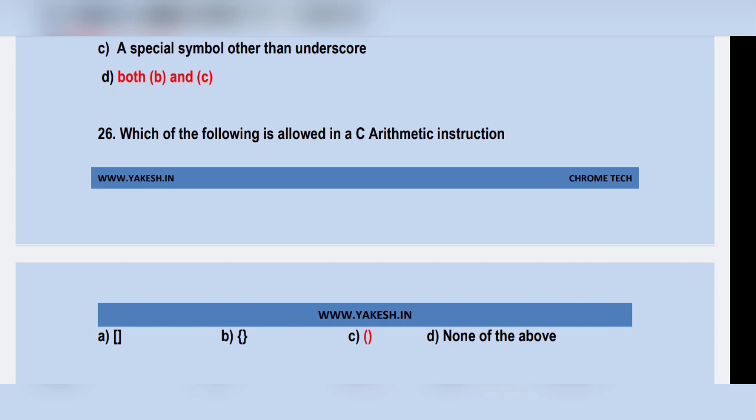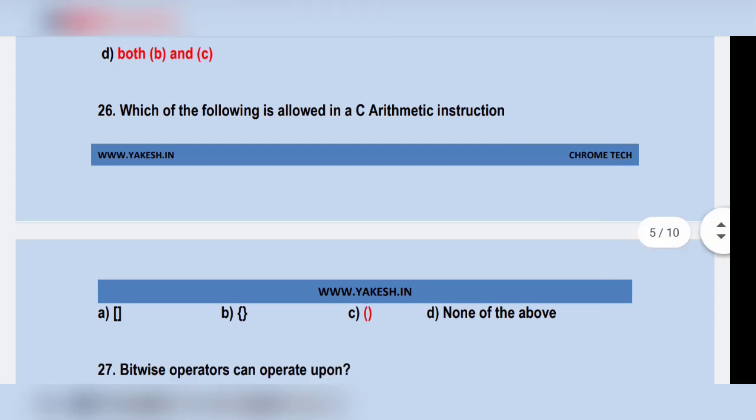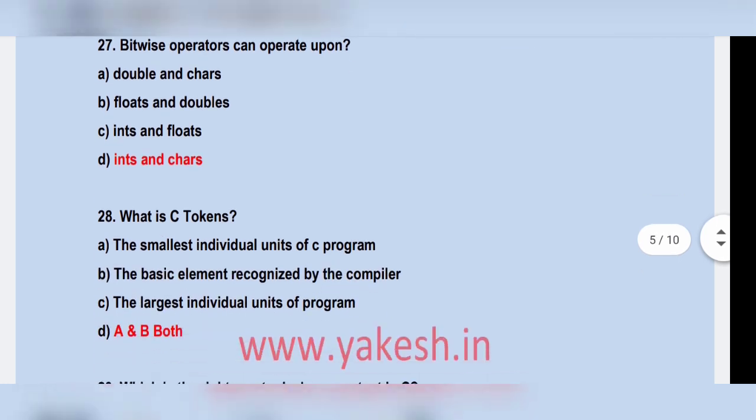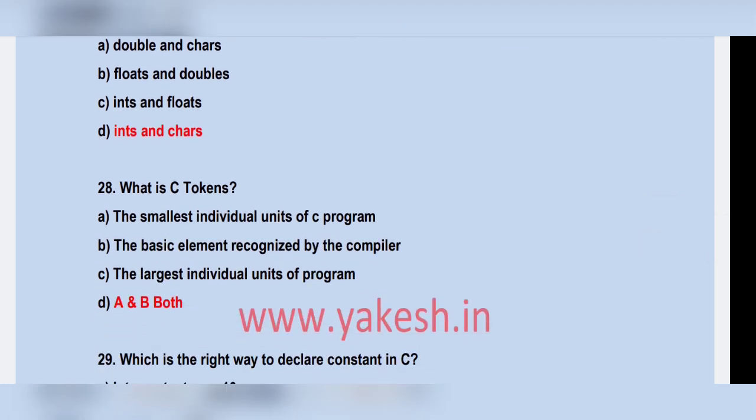Which of the following is allowed in C arithmetic instruction? Option C. Bitwise operator can operate upon, option D, ints and chars. What is a C token? Option D, A and B: the smallest individual unit of a C program, the basic element recognized by the compiler.